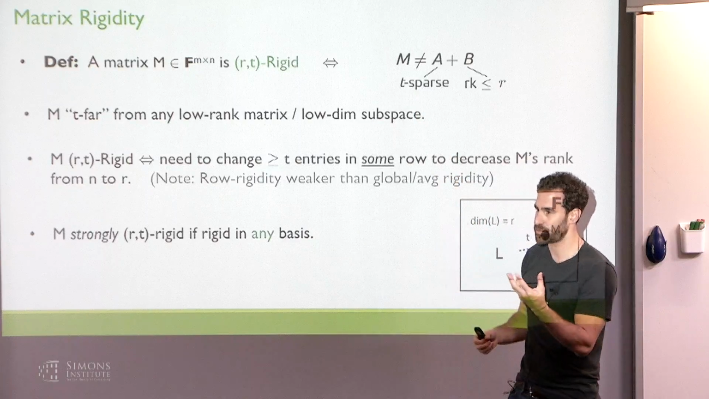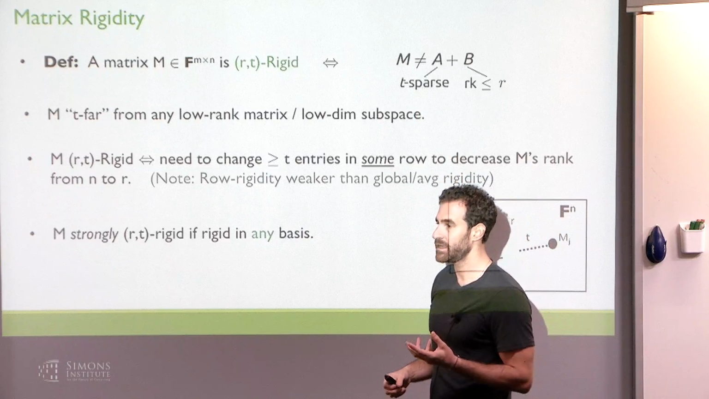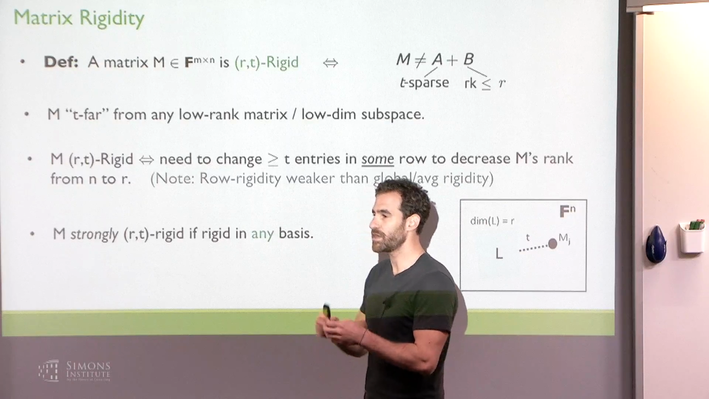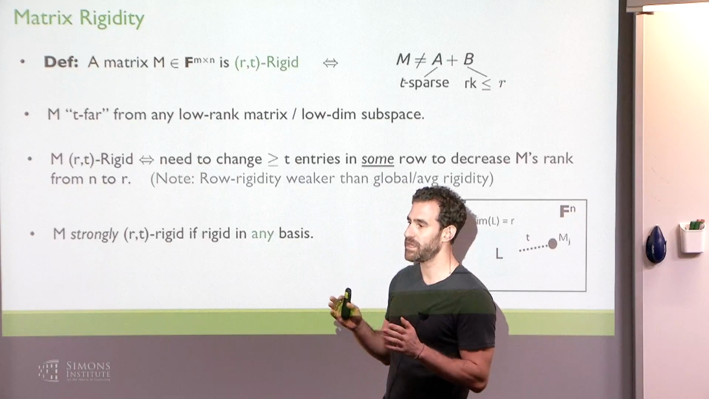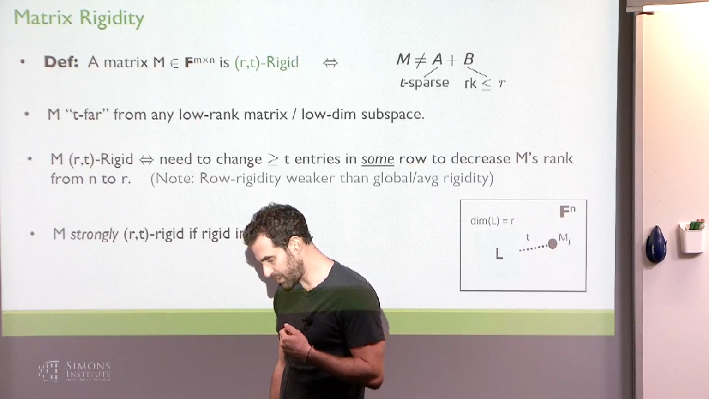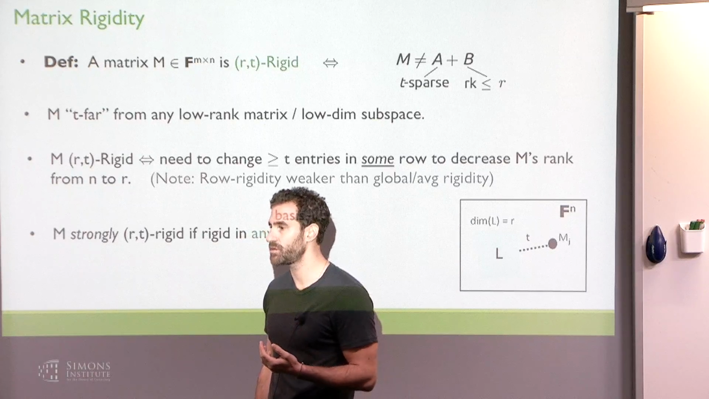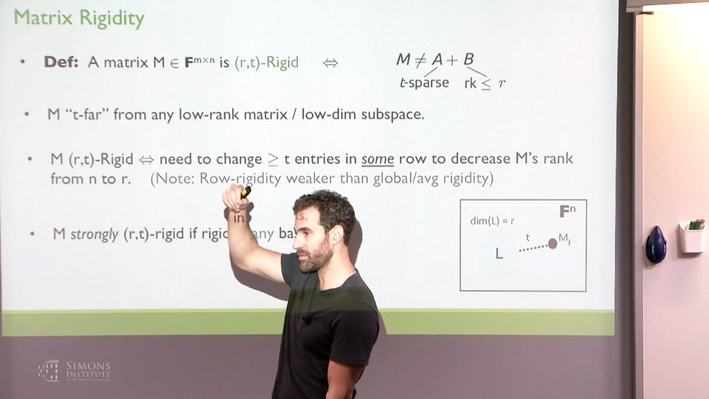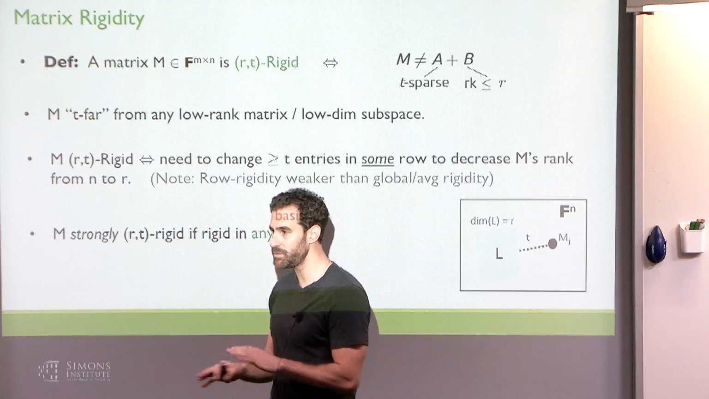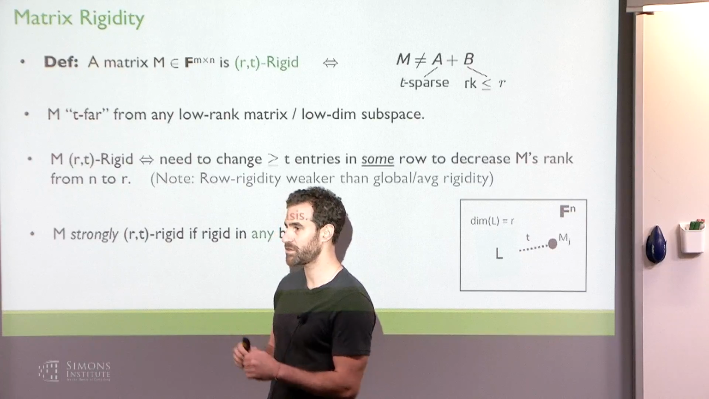Which basis you choose for your original matrix. And strong rigidity means that, okay, so think of an n squared by n matrix. You can view it as a low dimensional subspace in F to the M. Maybe it will be clear later. And I let you choose any basis you want for this low dimensional subspace.